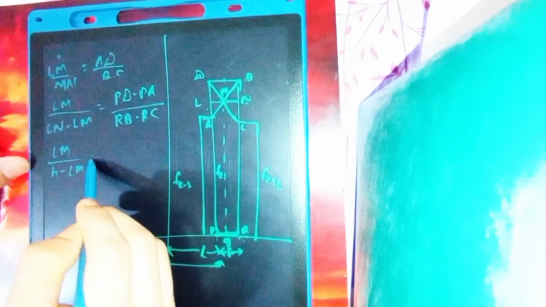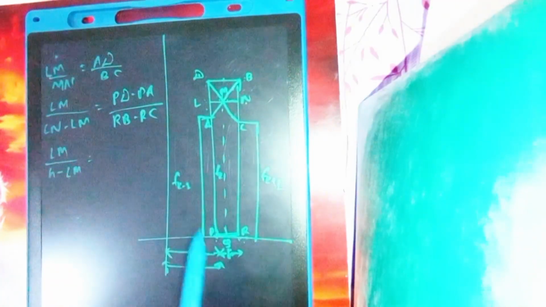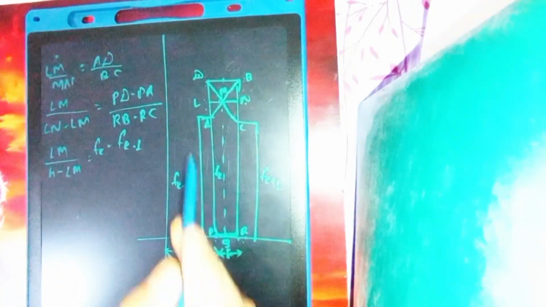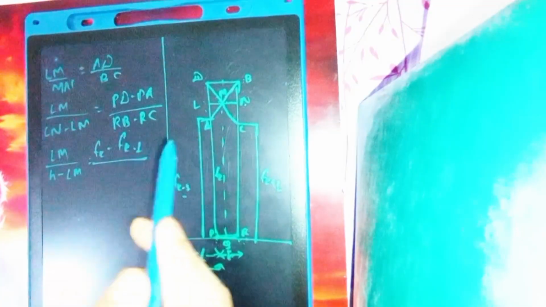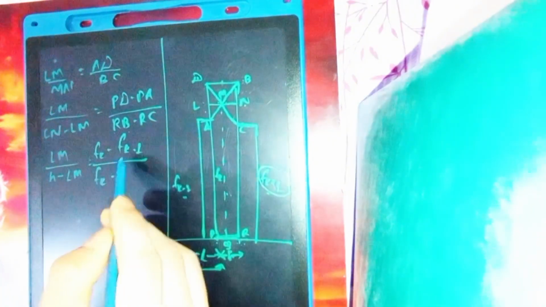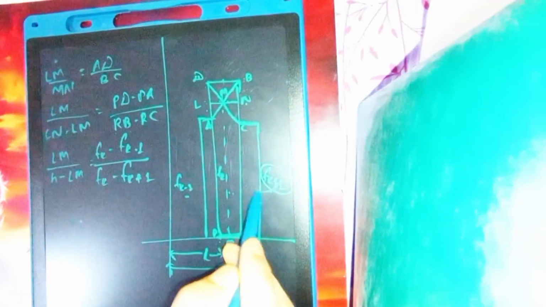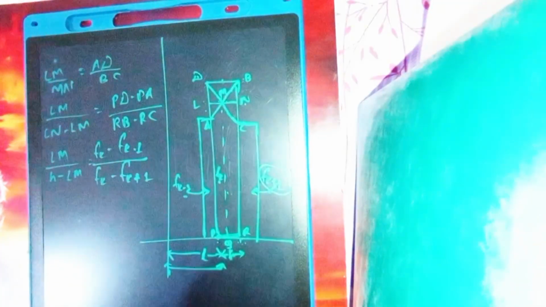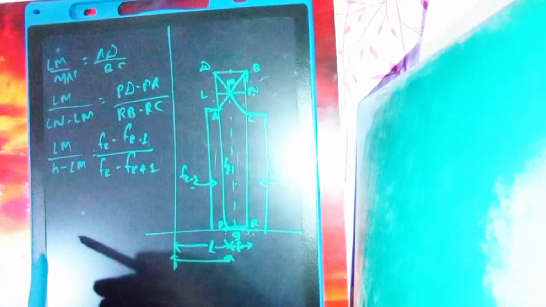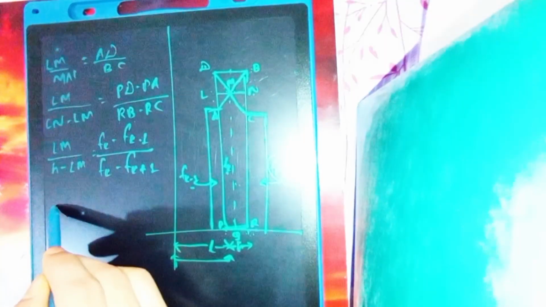PD, if you see, is FK, the highest frequency. FK minus FK minus 1, PA is FK minus 1. Divided by RB, the frequency of this class, so that will be FK, and RC will be up here, so FK plus 1. The frequency of this is FK plus 1, the frequency of this is FK minus 1, and the frequency FK we'll put here. When we just put everything here, now we'll have to simplify and find out LM.